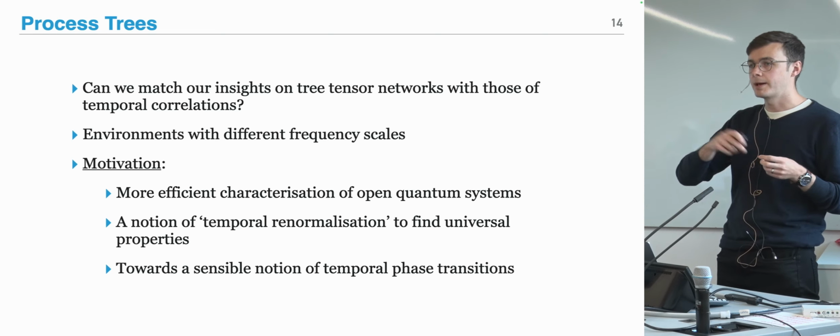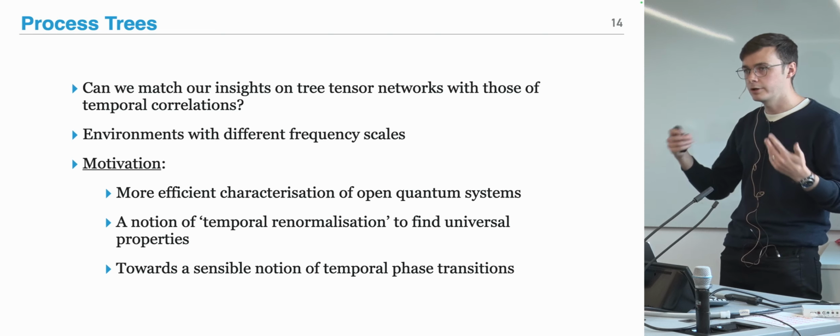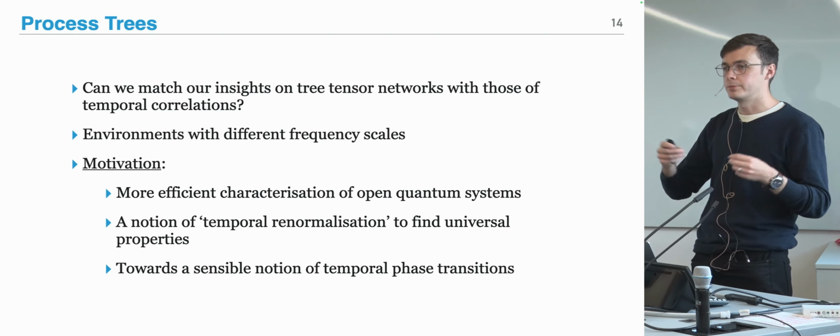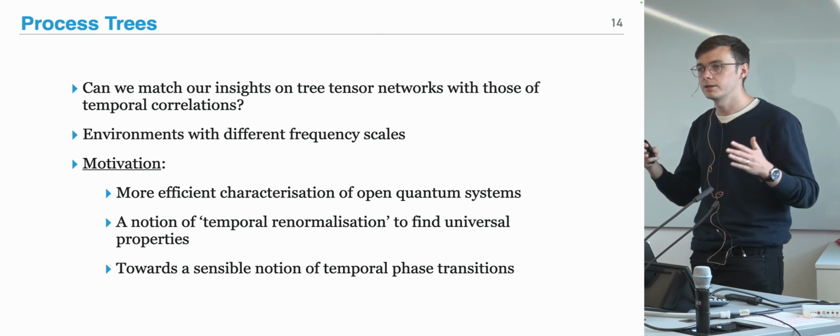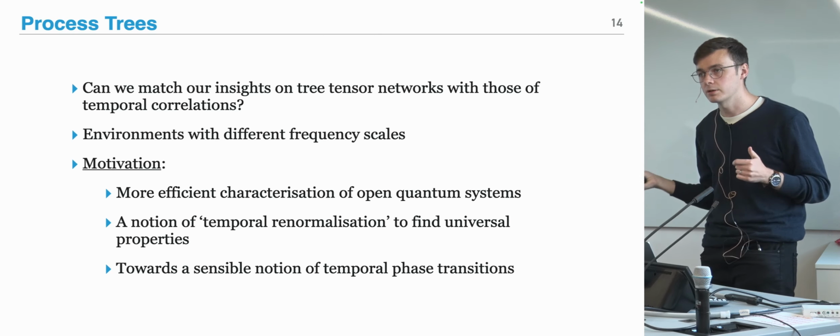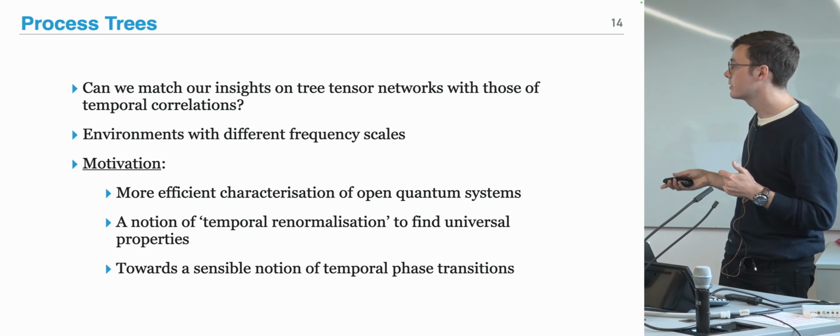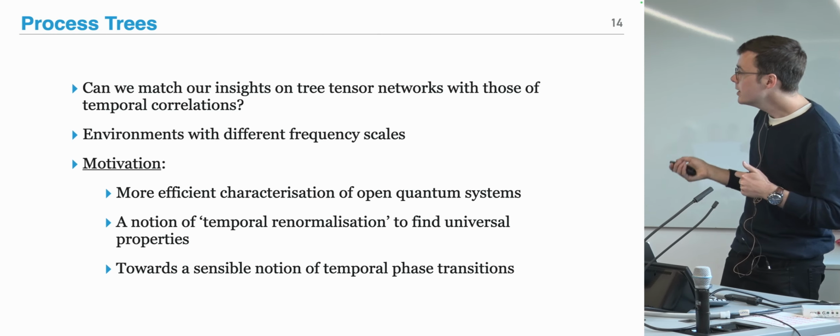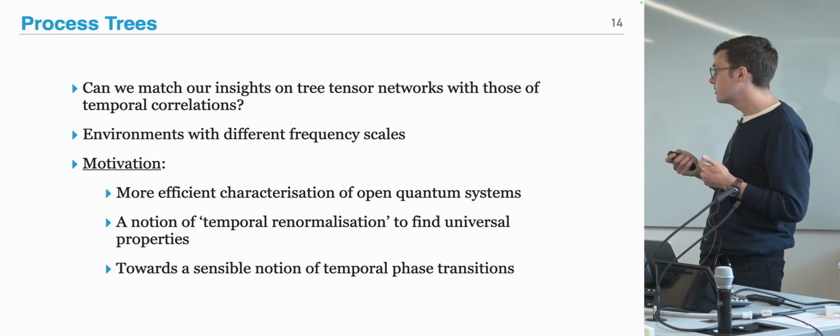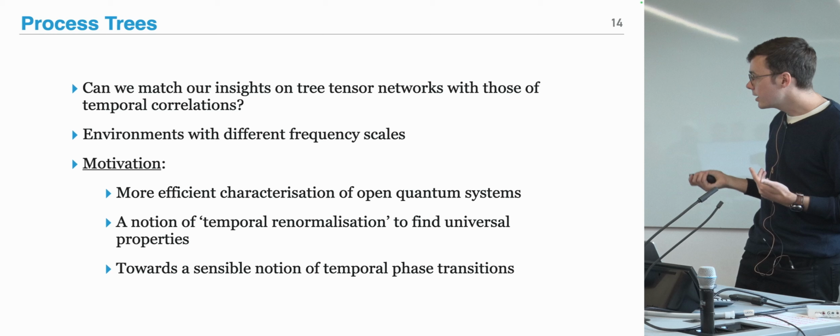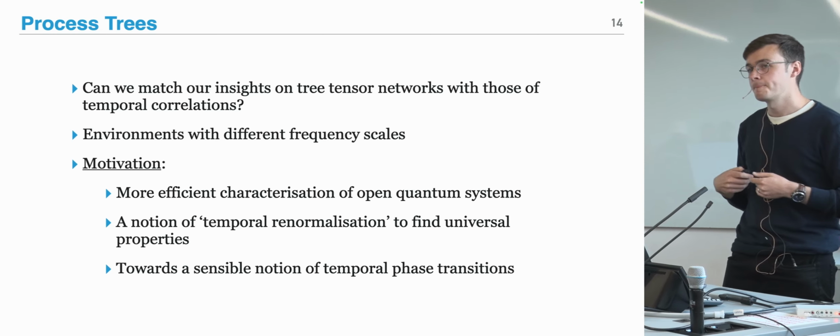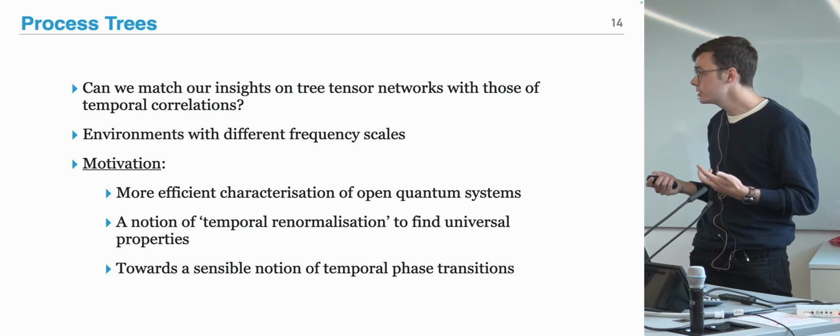But then similarly, we might have a different set of frequencies which get slower and slower, which distribute longer-range correlations and allow for basically not exponentially decaying temporal correlations, but rather polynomially decaying temporal correlations. And this is interesting, I think, from a variety of standpoints. So in principle, this would allow for more efficient characterization of open quantum systems which have this particular structure.